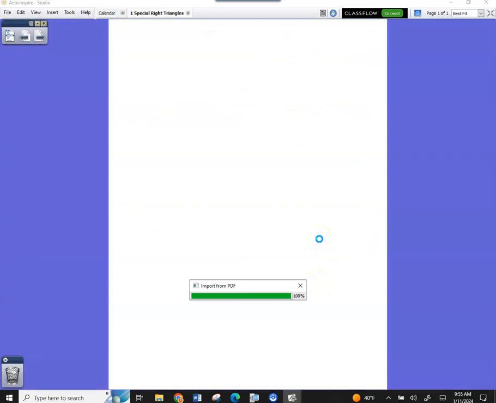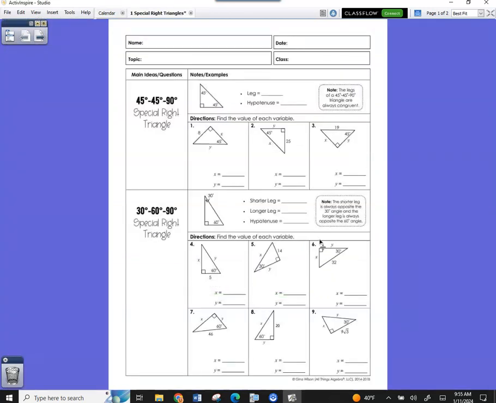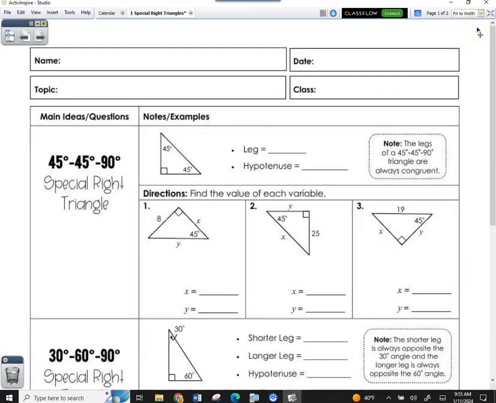However many congruent angles are in a triangle is the same number of congruent sides, and that's vice versa. However many congruent sides is how many congruent angles there are. So 45, 45, 90 tells me I have two congruent sides, which means I have an isosceles triangle. 30, 60, 90 tells me I have no congruent sides, which is a scalene triangle.